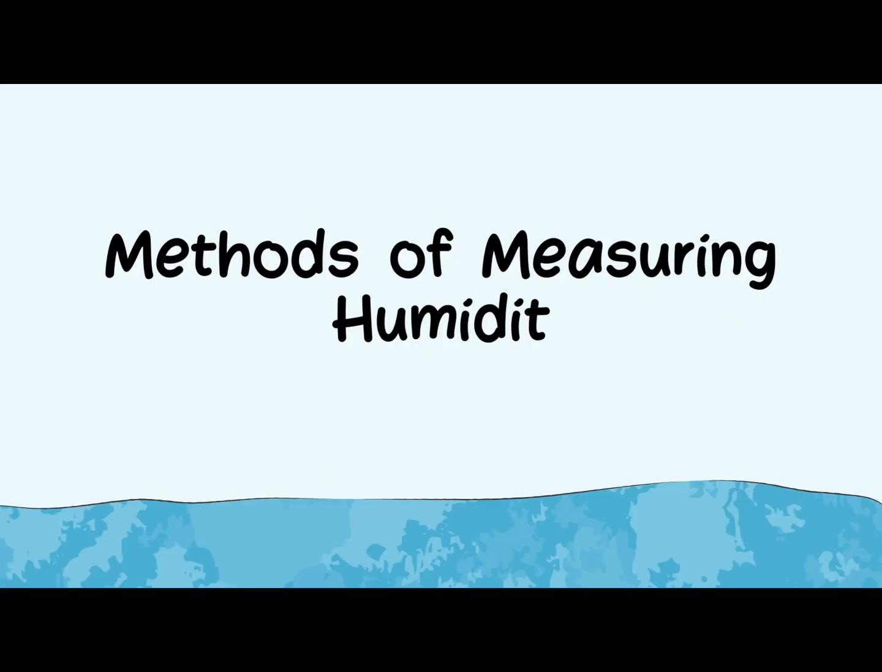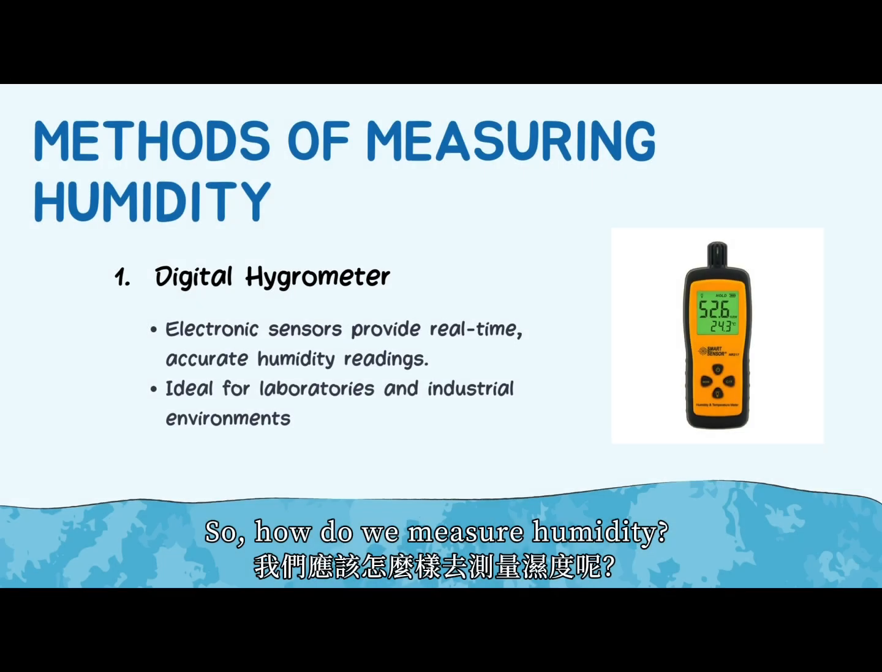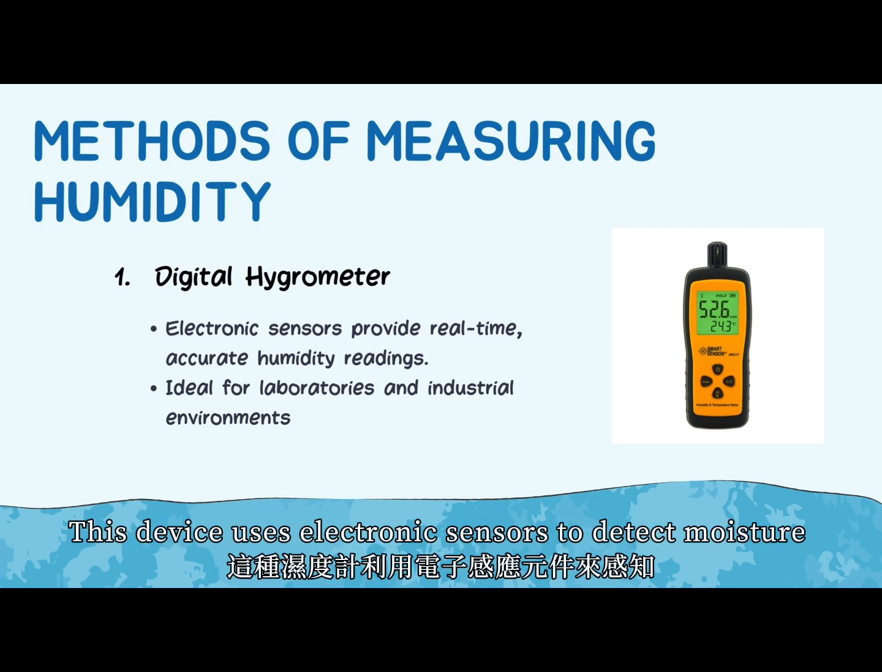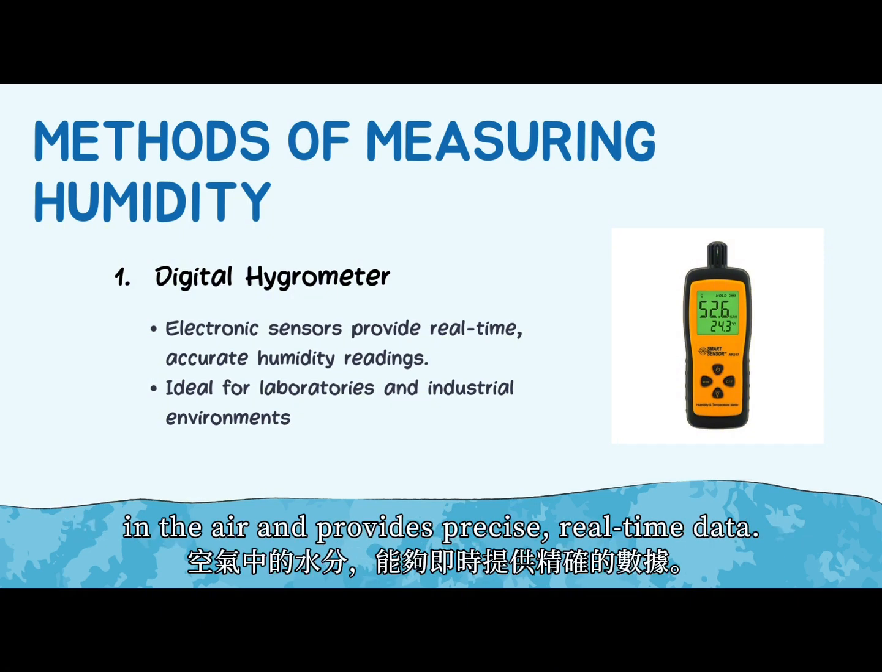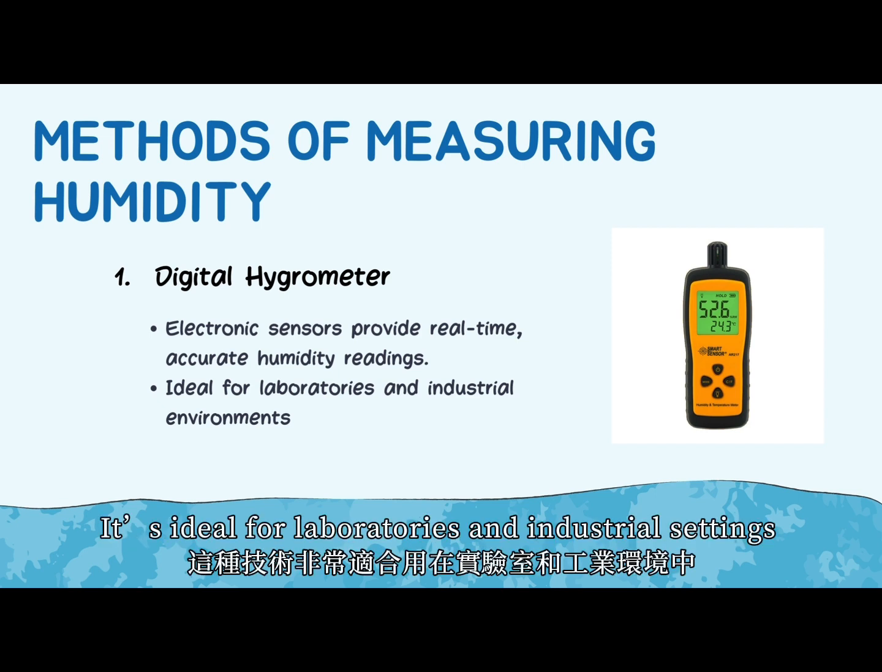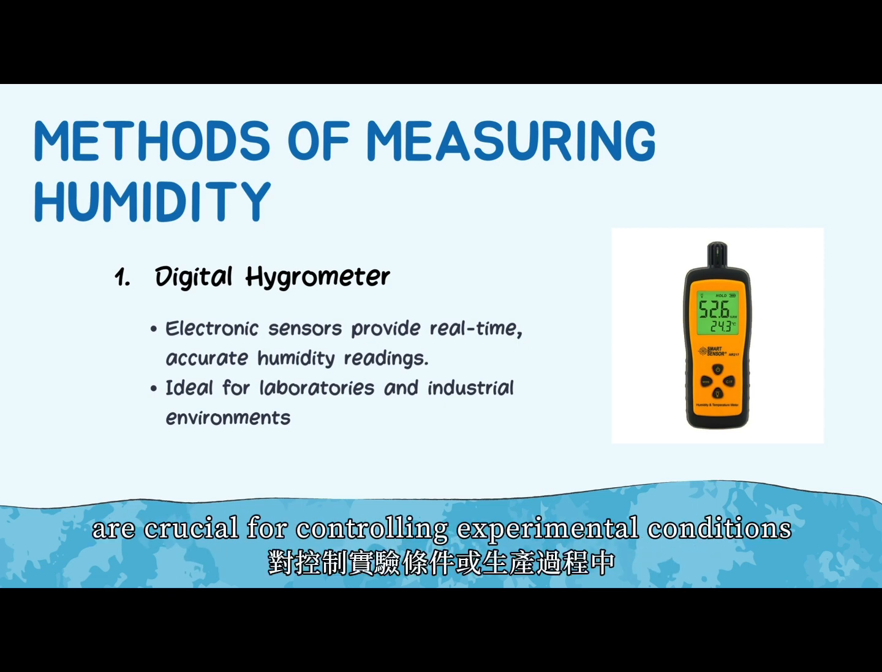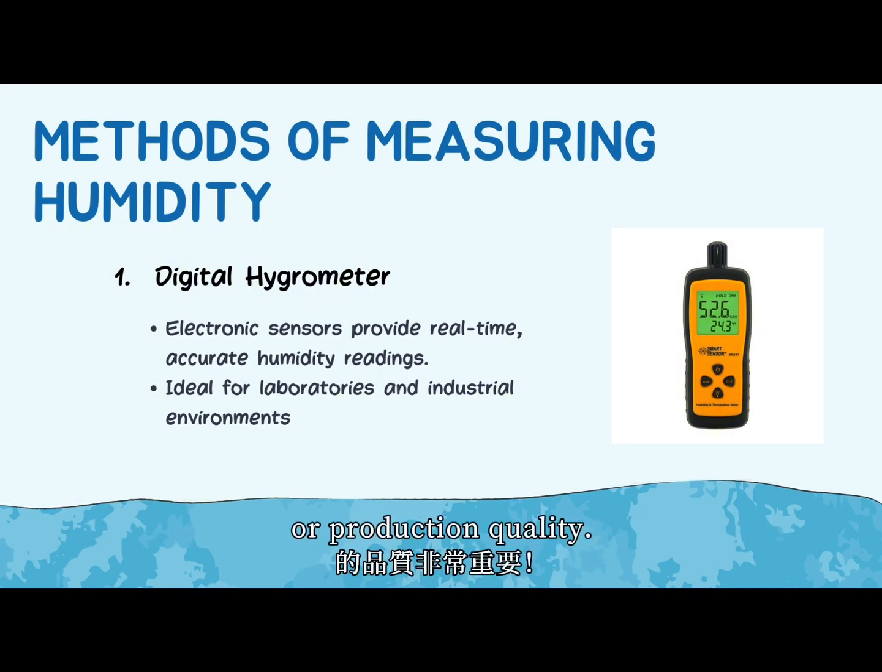Methods of measuring humidity. So how do we measure humidity? There are three main methods. 1. Digital hygrometer. This device uses electronic sensors to detect moisture in the air and provides precise, real-time data. It's ideal for laboratories and industrial settings where quick and accurate humidity readings are crucial for controlling experimental conditions or production quality.